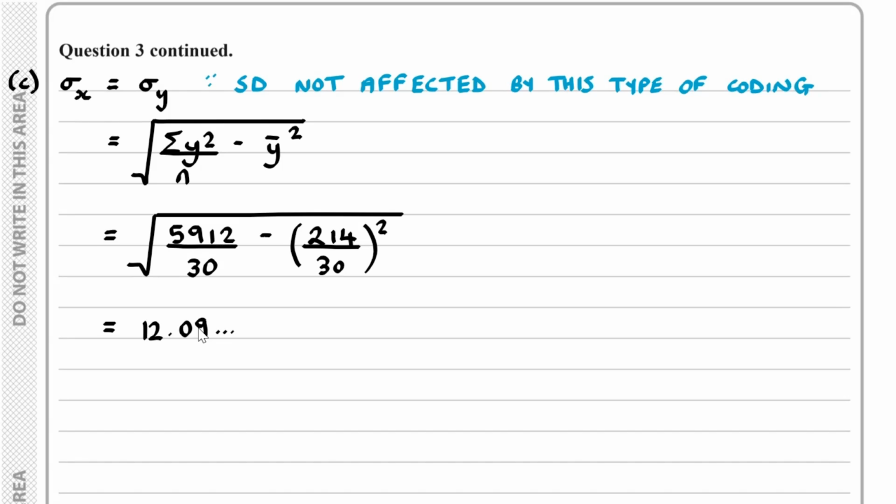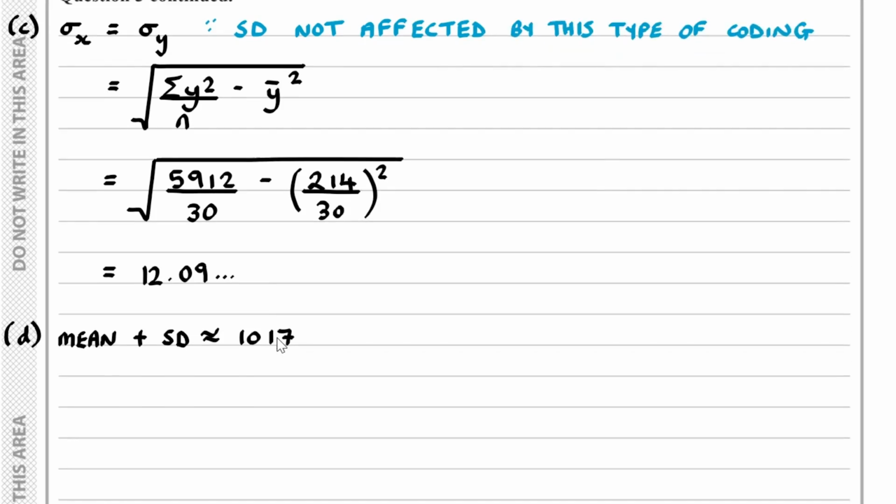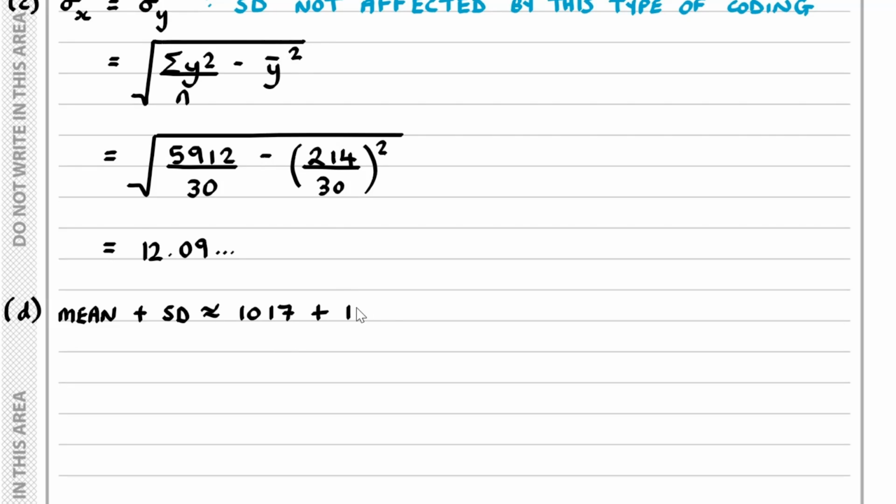So for part D, to begin with, let's determine whether we have high pressure or low pressure. If we add together the mean and the standard deviation, the mean is approximately equal to 1017. We found that out over here. And then we add on 12.1, approximately, of course. And if we work this out, we get 1029.1 hPa.